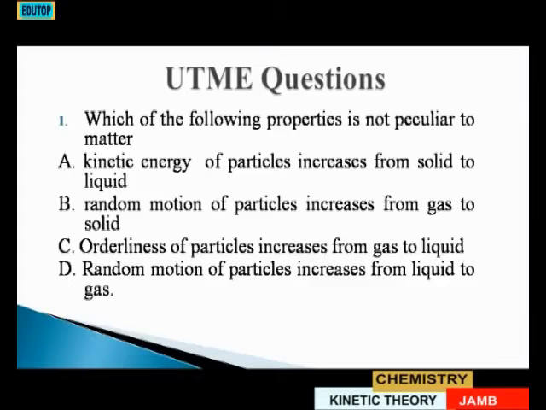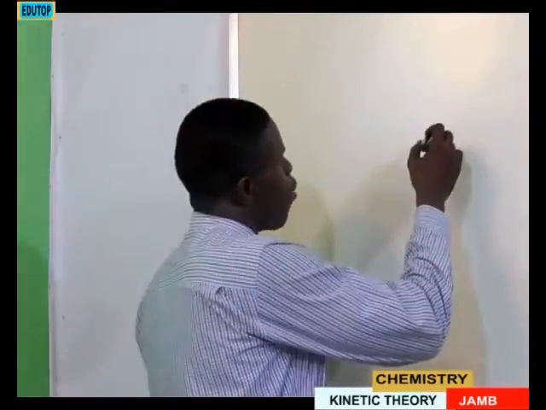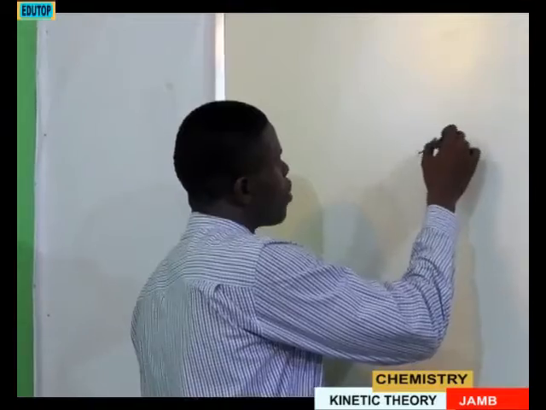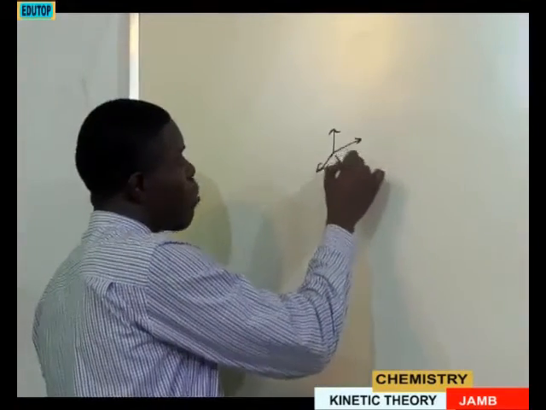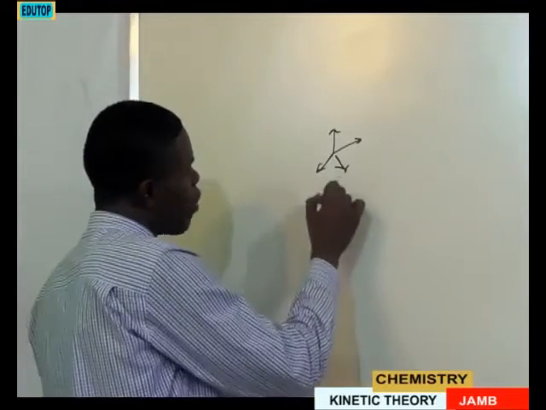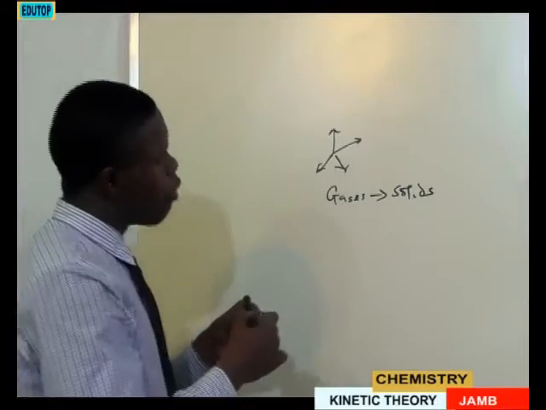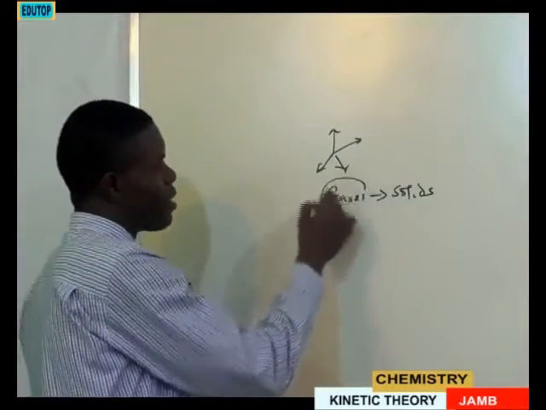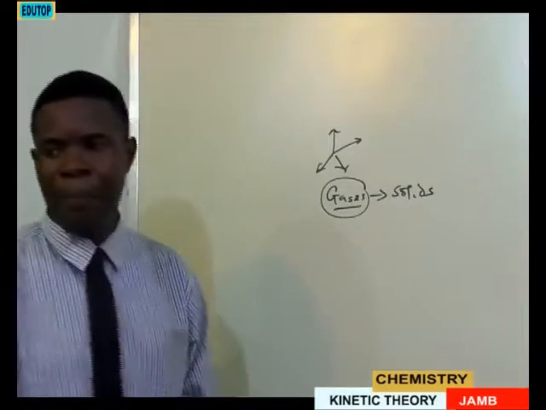Then the B option, random motion of particles increases from gas to solid. That is odd, because we know that when it's about random, it has to do with what? Irregular movement, haphazard. So in the case of gases, where do you think there will be more of random motion? It will definitely be in gases. So it cannot increase from gases to what? Solid. That B is odd.